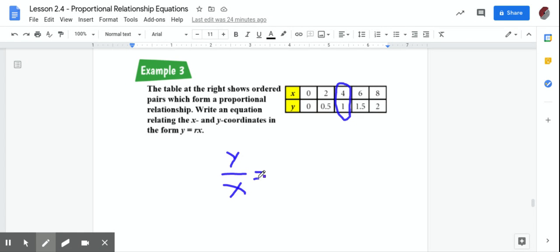So I'm going to write this as y is 1, and my x value is 4. So my unit rate is 1/4. Then to write that as an equation, I write y equals 1/4, because that is my unit rate, x. And this would be my answer.